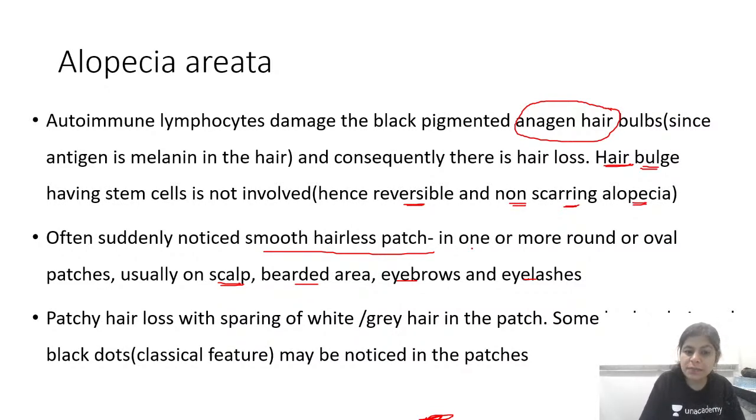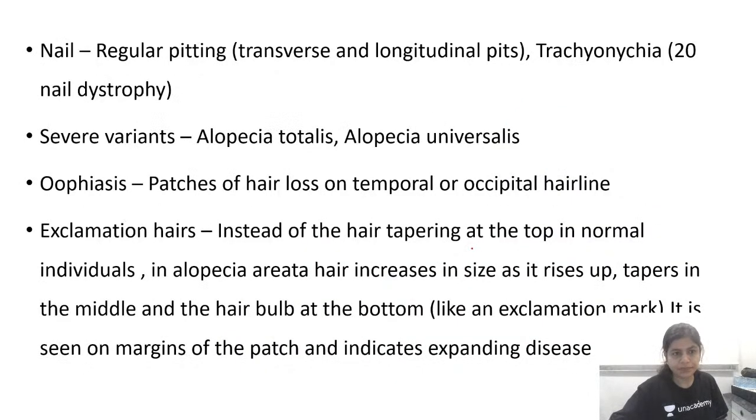Patchy hair loss with sparing of the white or grey hair in the patch is something that is observed, and that happens because the antigen is the melanin in the hair bulb. So white and grey hair are spared. Some broken hair and black dots may be noticed in the patches.